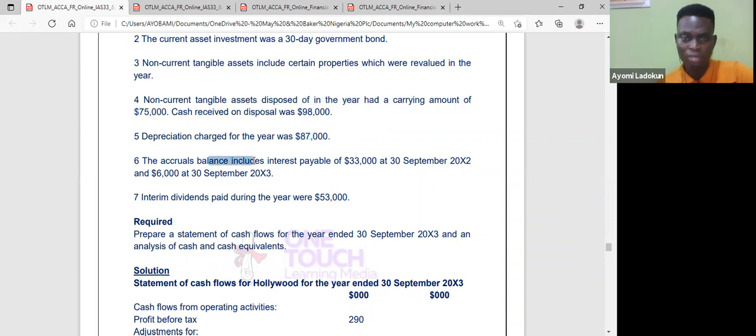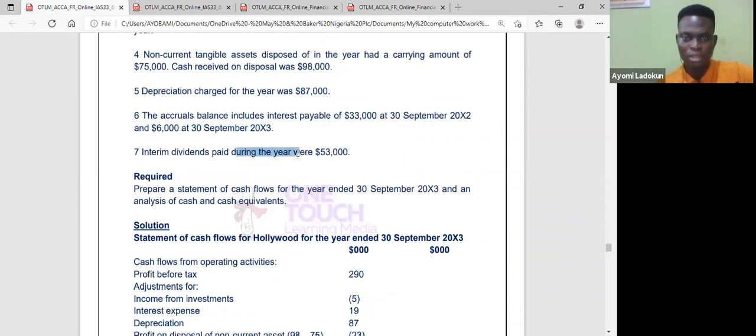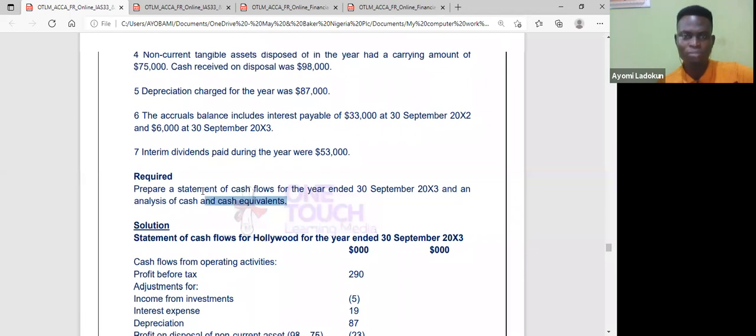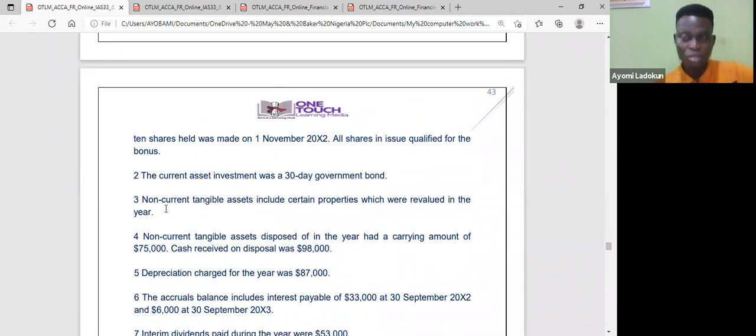Okay, the accrual balance includes interest payable of $33,000 at 30th September 2022 and $6,000 at 30th September 2023. Interim dividend paid during the year was $53,000. Required: prepare a statement of cash flows for the year ended 30th September 2023, and an analysis of cash and cash equivalents. Okay, now, so what do we do here?